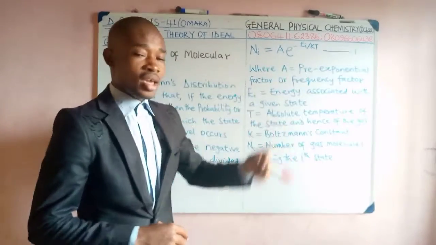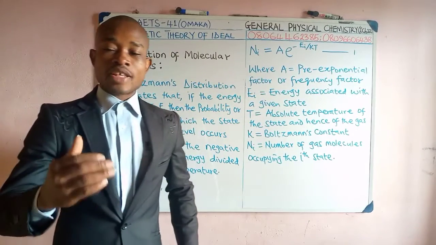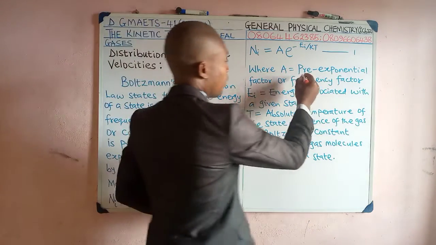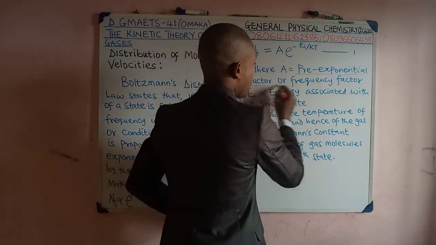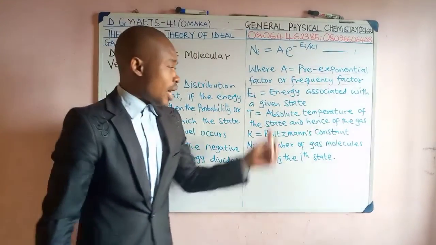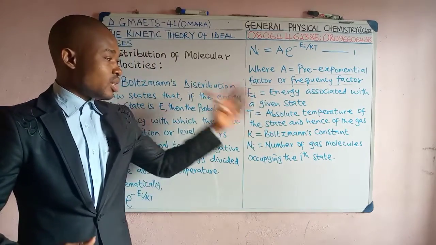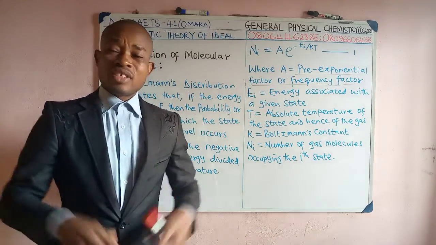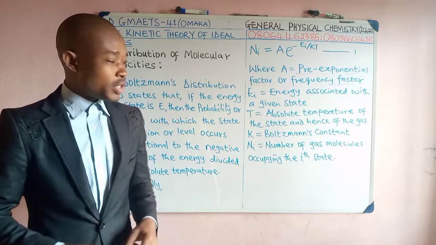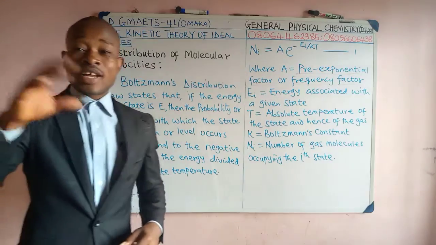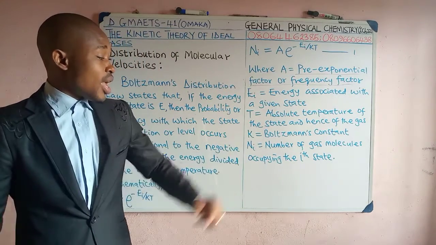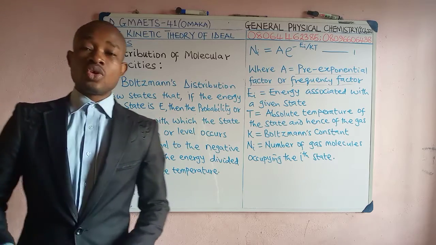Mathematically, we can remove this sign of proportionality and then introduce a constant. Here the constant is A, and we refer to that A as the pre-exponential factor. We can also call it the frequency factor. Take note of that, please. A is known as the pre-exponential factor or the frequency factor. Ei is the energy associated with a given state. T is the absolute temperature of the state, which is also by implication the same as the absolute temperature of the gas molecule occupying that given state. k, of course, is Boltzmann's constant, and then as I stated earlier, Ni here is the number of gas molecules occupying the ith state.